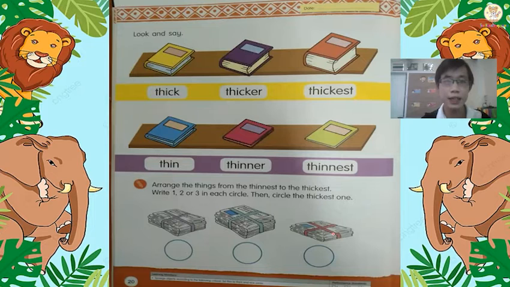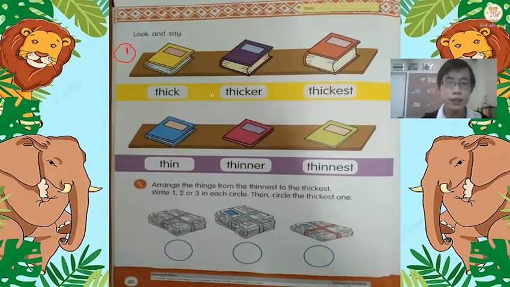Look and see. You can see that there are three books. I want all of you to take a look at the first picture. There are three books. They use the word thick to describe each book. You can see that the yellow one is thick. But the purple one is thicker than the yellow one, while the red one is the thickest.